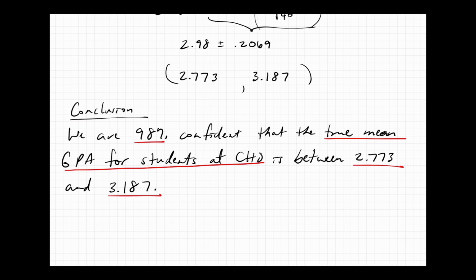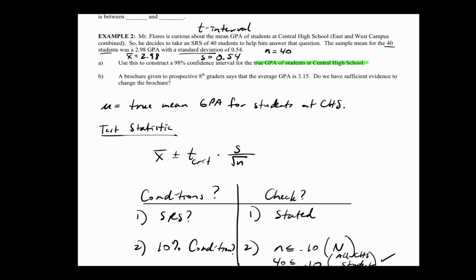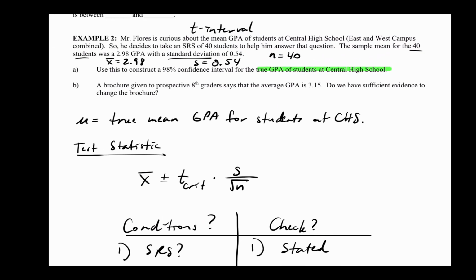I underline the parts that are the sentence frame parts. You don't have to do that, but since it's your notes, that's what I did. Every time you have a conclusion, it's going to be: we are blank percent confident that the true proportion or true mean blank is between this and that. All right, that was part A.